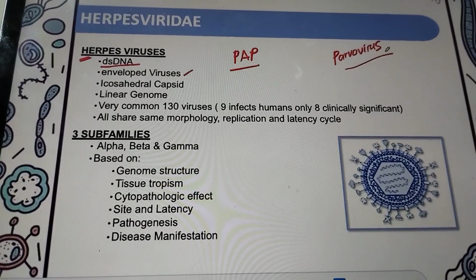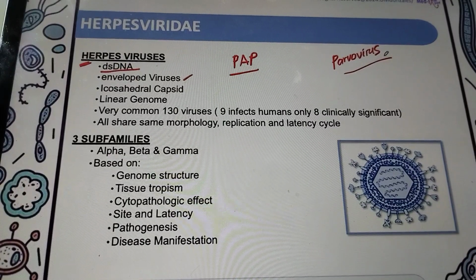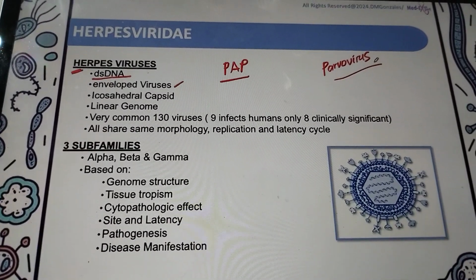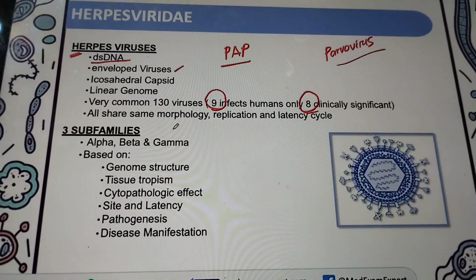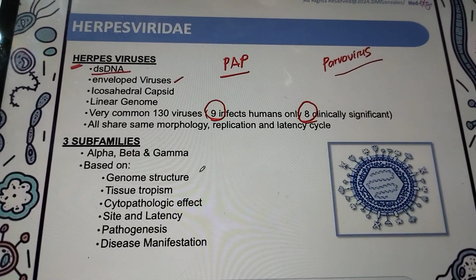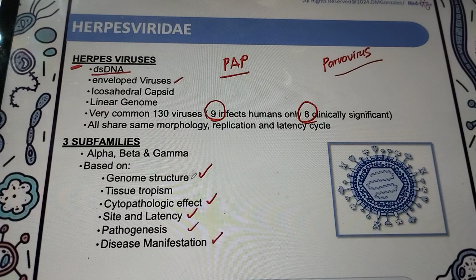So they are actually very, very common. The herpesviridae, or the viruses, are very common. There are 130 viruses or more. Only 9 infect humans and only 8 are clinically significant. I will tell you in the next slide. Okay, so they are classified according to the subfamily alpha, beta, and gamma. And the classification is based on genome structure, tissue tropism, cytopathologic effect, site of latency, pathogenesis, and disease manifestation.